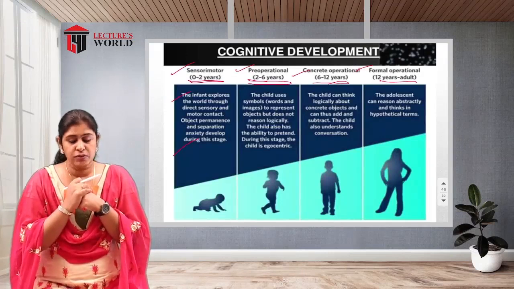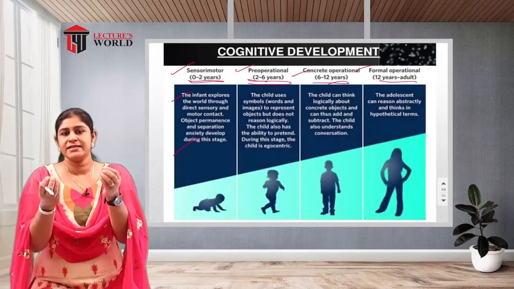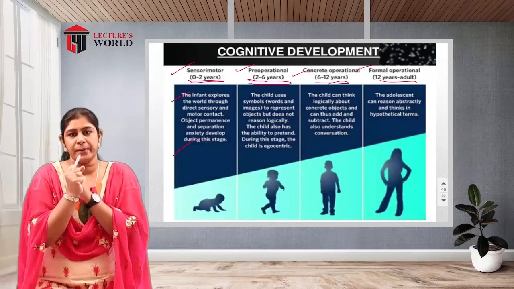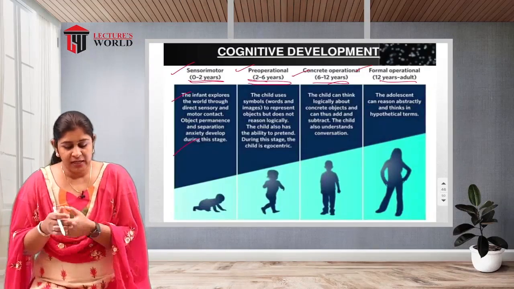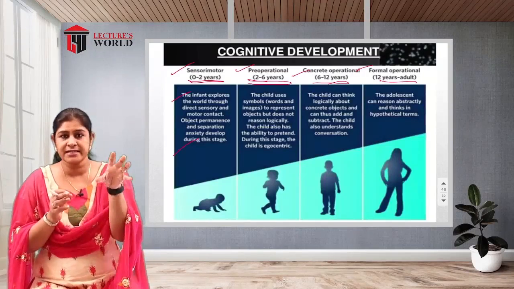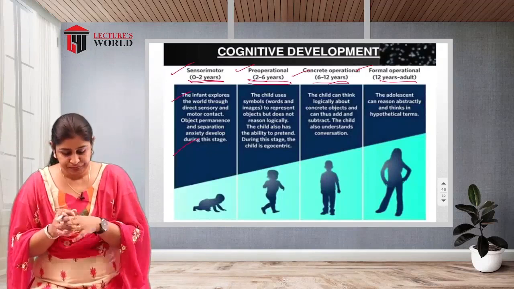They also develop attachments. For example, if they like a rattle and somebody takes that rattle, they feel very separated and start to cry. So that we call object permanence and separation anxiety developing during this stage. That we call the sensory motor stage, that is 0 to 2 years.